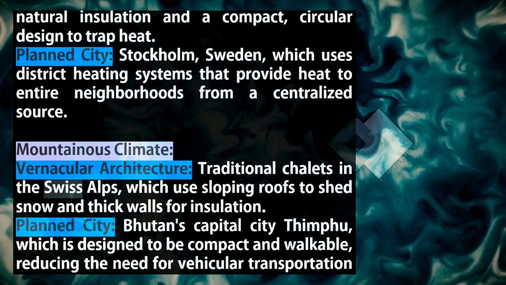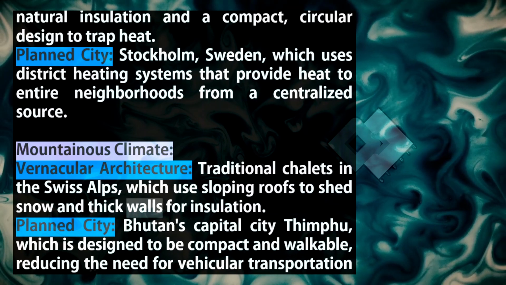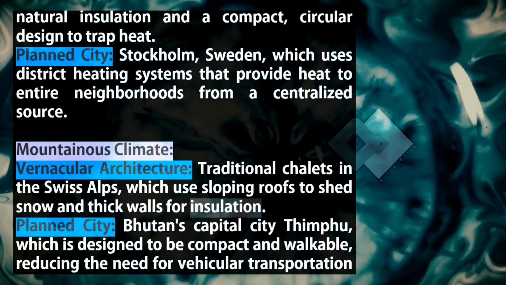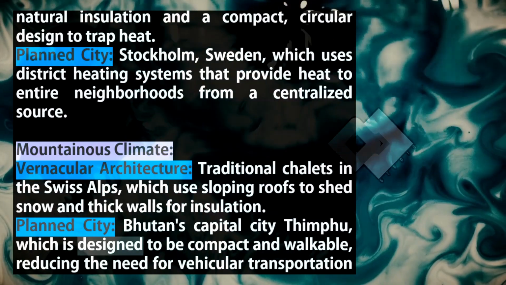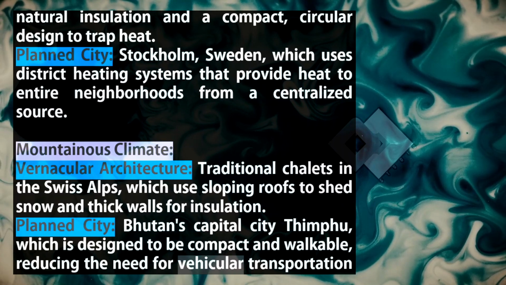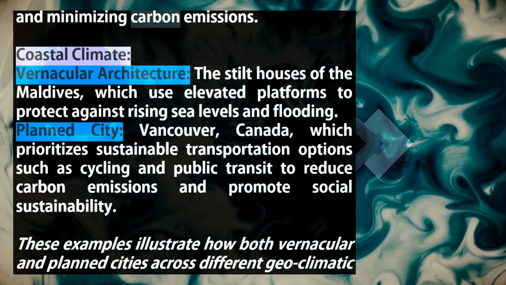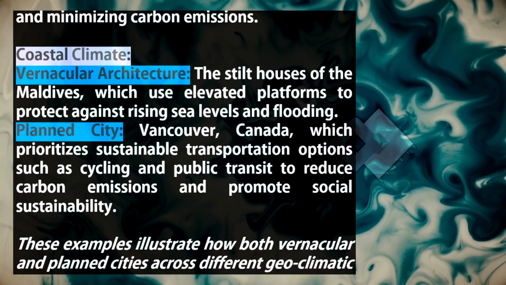Traditional chalets in the Swiss Alps, which use sloping roofs to shed snow and thick walls for insulation. Planned city: Bhutan's capital city Thimphu, which is designed to be compact and walkable, reducing the need for vehicular transportation and minimizing carbon emissions. Coastal climate.